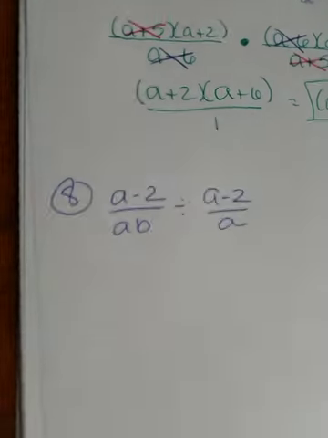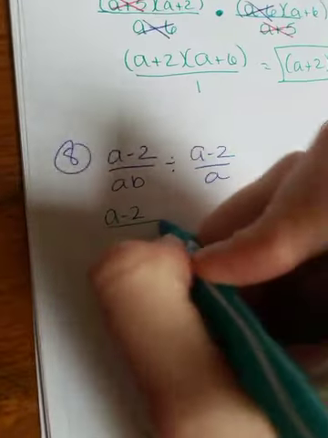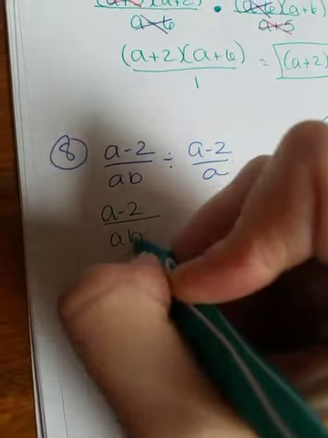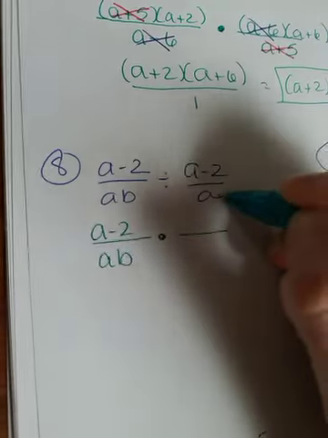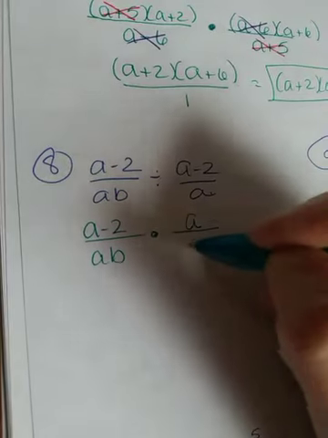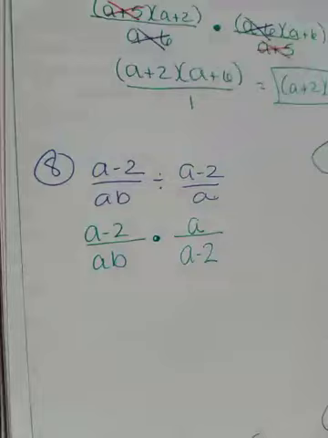All right, let's go to the next one, 8. So we keep the first one. You can't FOIL that, factor or anything, and then I multiply by the reciprocal of the second. So that means a is going to the numerator, a minus 2 is going to the denominator. And there's no factoring to do in this case. The a minus 2 cross out.